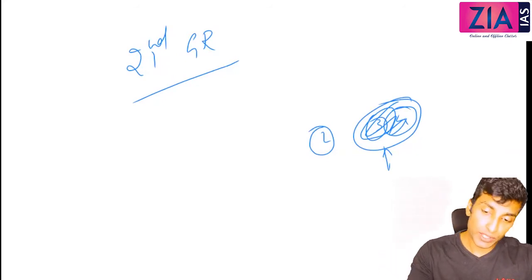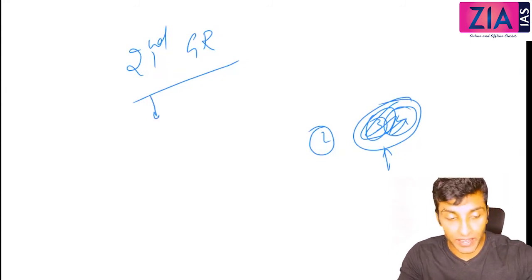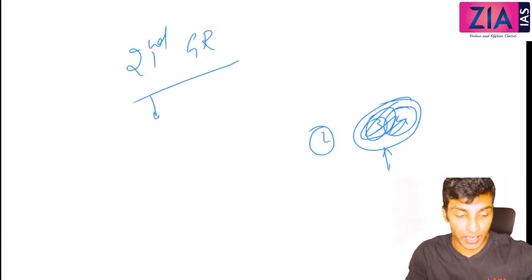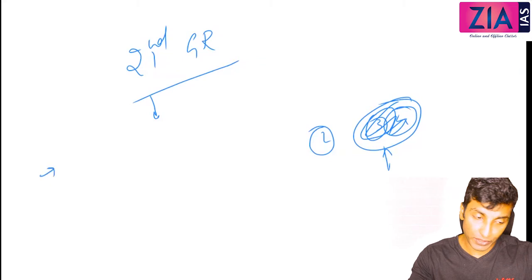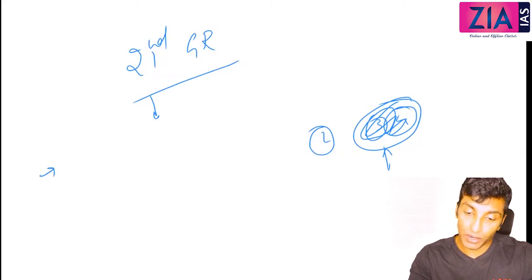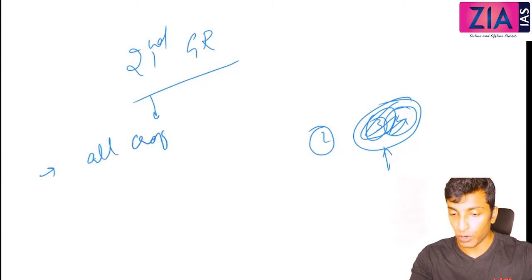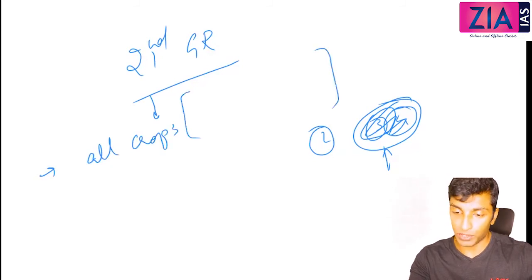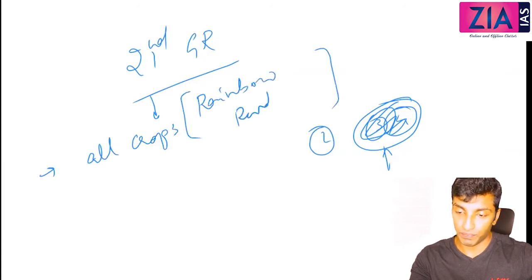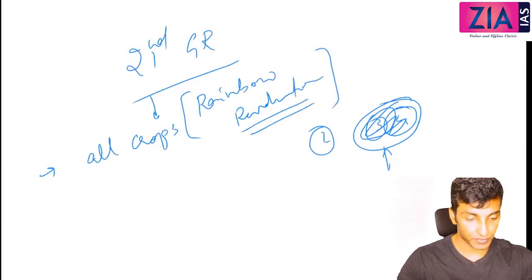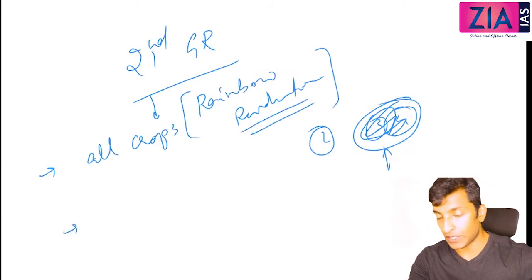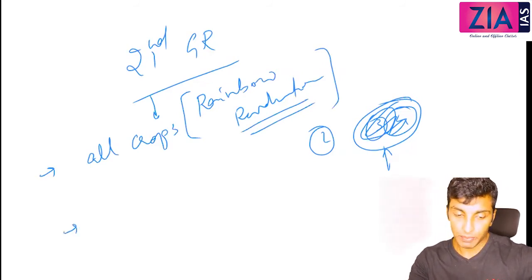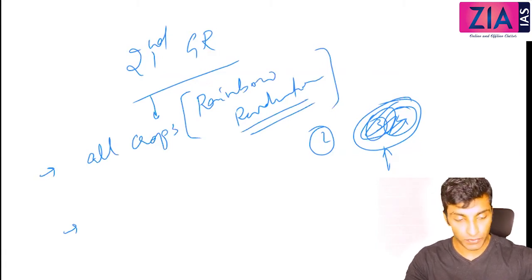So the second green revolution is intended to rectify the problems of the first. Here, what should be the main features? Just write the features. It should cover all crops, so that the narrow coverage problem is solved. That's what you can write as rainbow revolution. It should cover all crops. It should be based on area specific and crop specific strategies.